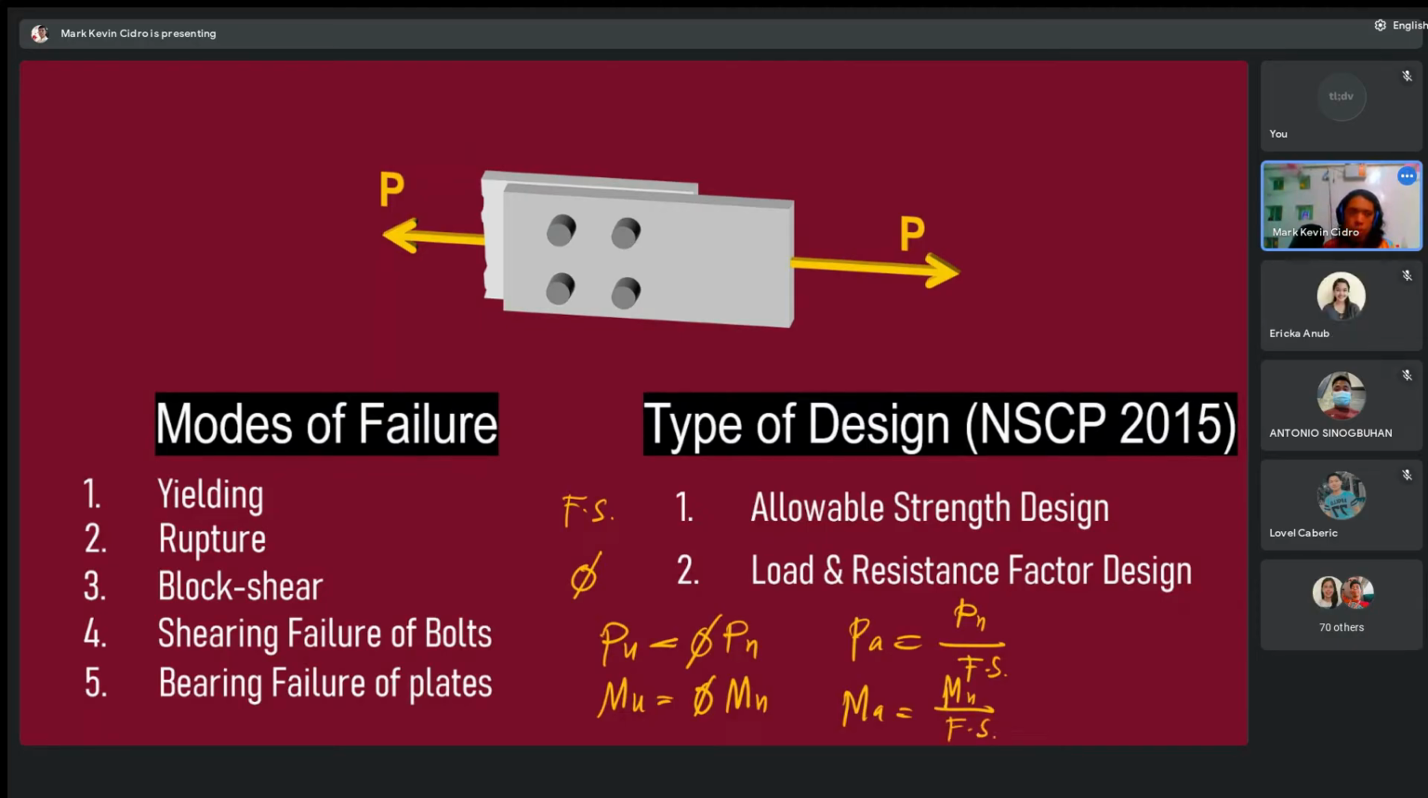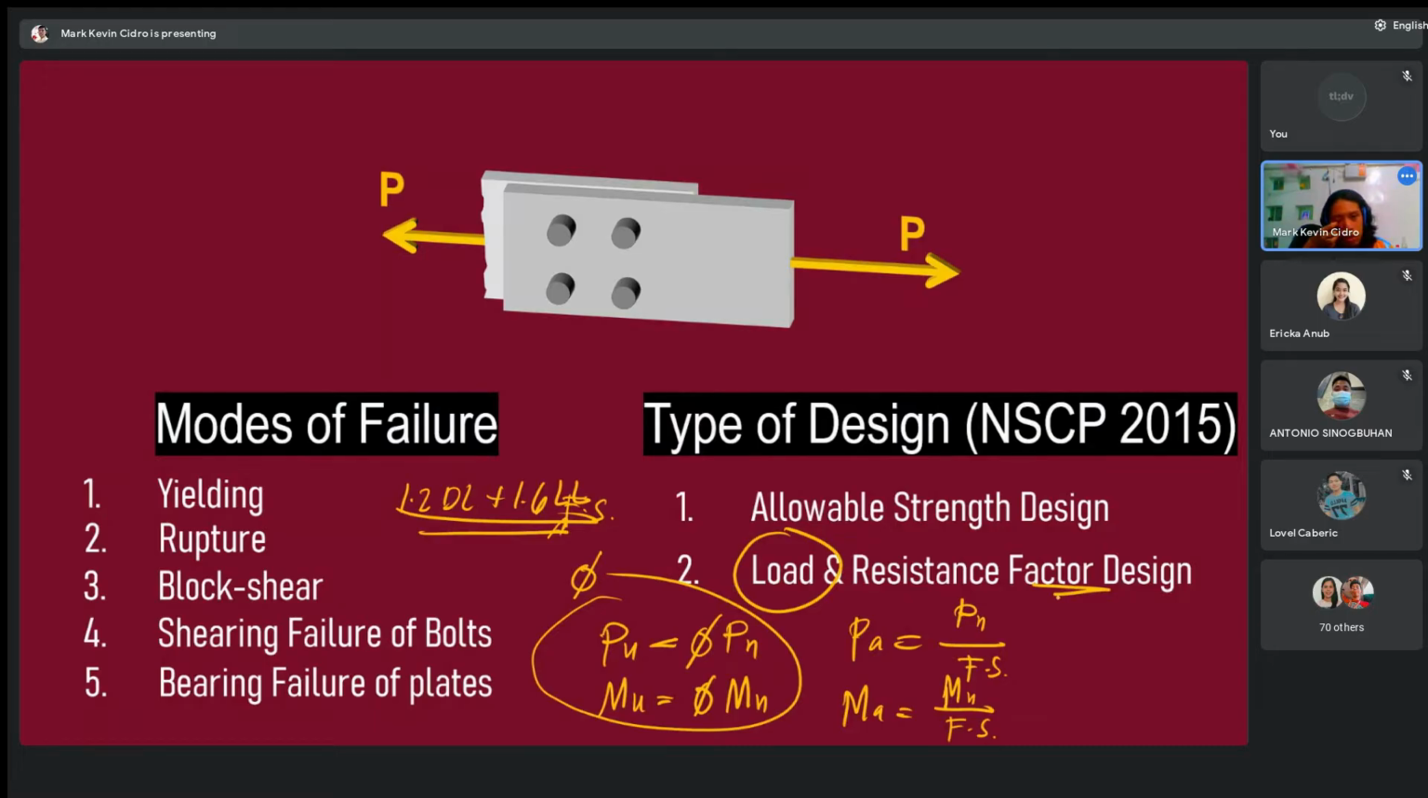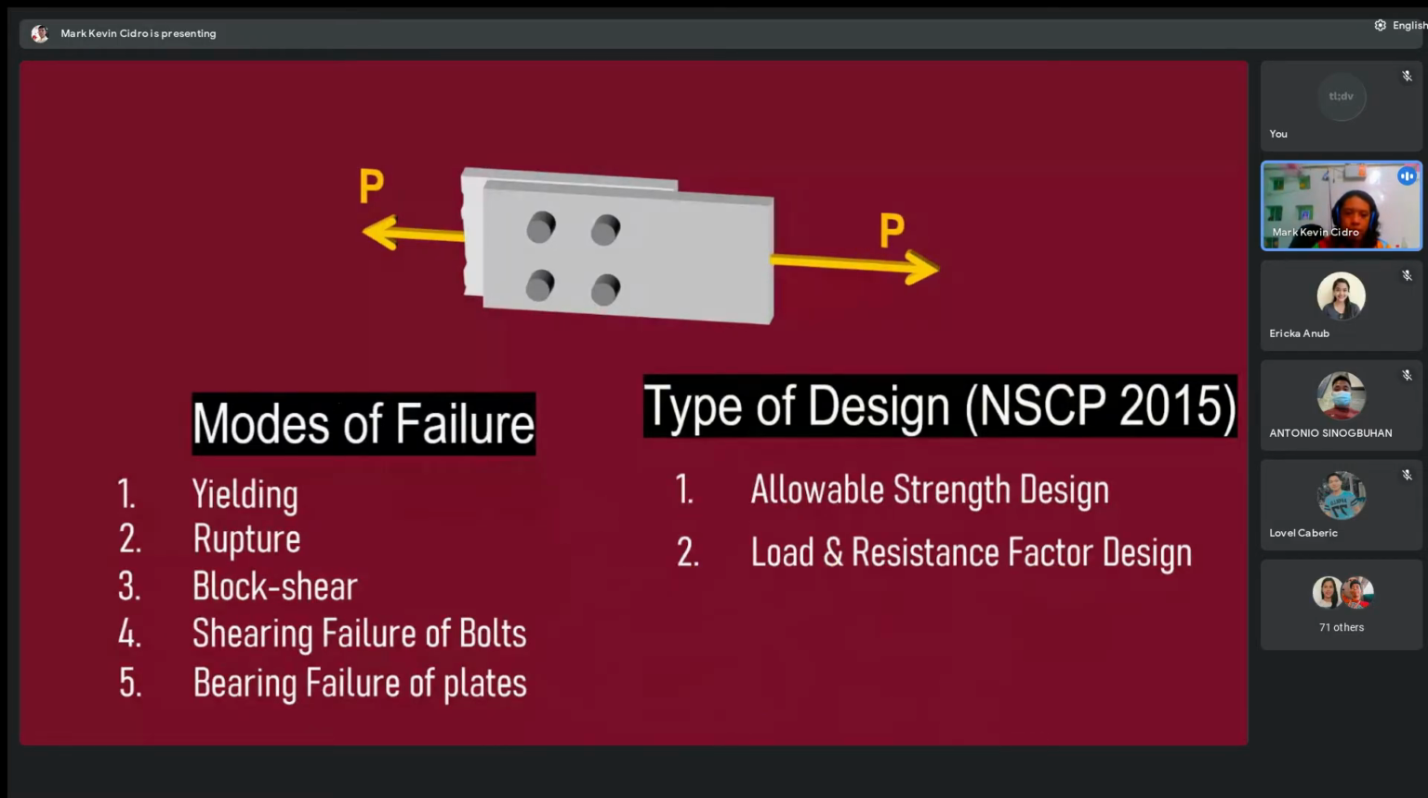So that is the difference. In allowable strength design, the factor of safety is used. In load and resistance factor design, we use the reduction factor. Also, we use factored loads, such as 1.2 dead load plus 1.6 live load. That is the load factor. That is LRFD, load and resistance factor design. That's the difference. Okay, let's focus here.